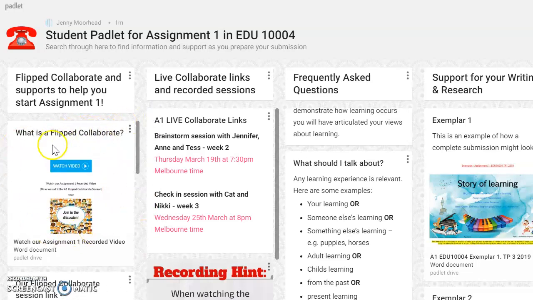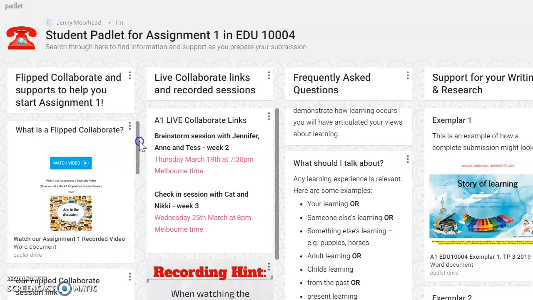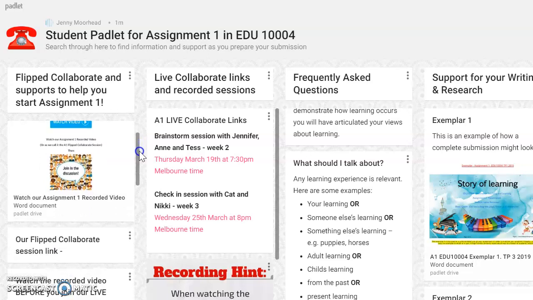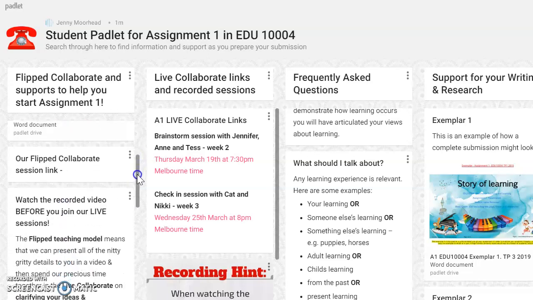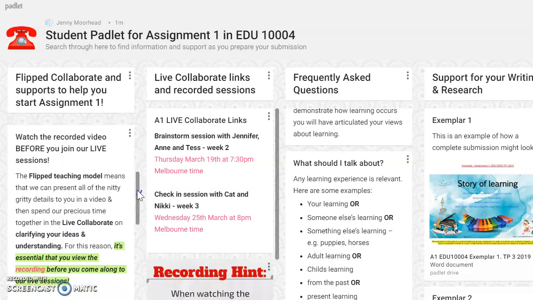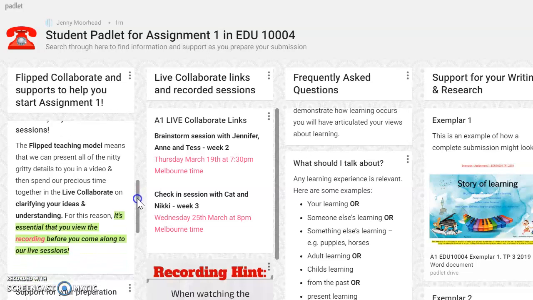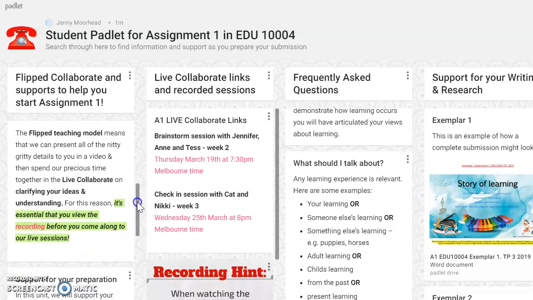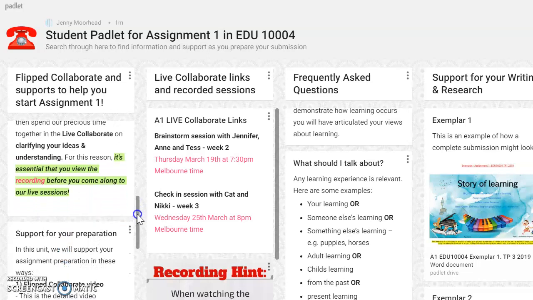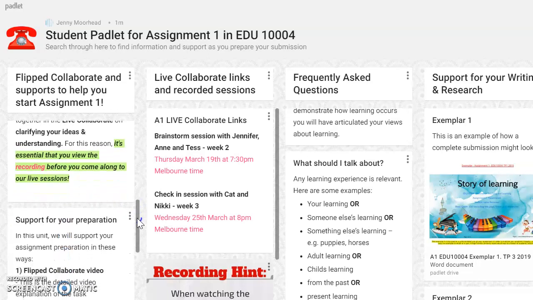So what is a flipped collaborate? You're actually watching the flipped collaborate right now. The concept is that you upskill yourself and learn about a concept, and then when we join each other and have our time for brainstorming, we want to make the best use of our time. So that's our flipped teaching model: first learning about the assignment and then joining in together.